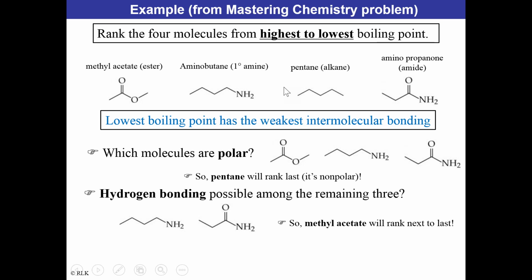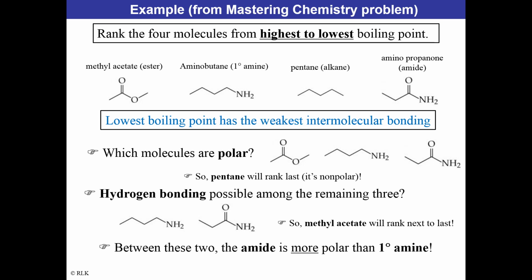So you already know that pentane is the last. Now you know that the methyl acetate, which is an ester, is next to last. So then you just have to figure out which one is more polar. Well, the amide is going to be more polar by virtue of that carbonyl. So you know that electron density is going to be pulled by that oxygen relative to the carbon that it's directly bonded to, as well as, albeit weakly, the carbon and electron density that's on the left-hand side of that molecule, right? That ethyl group, basically.